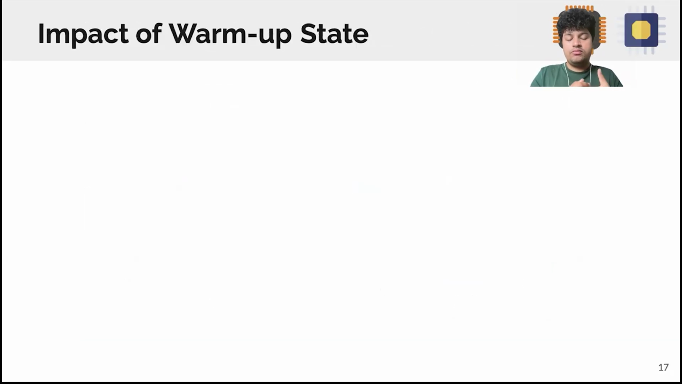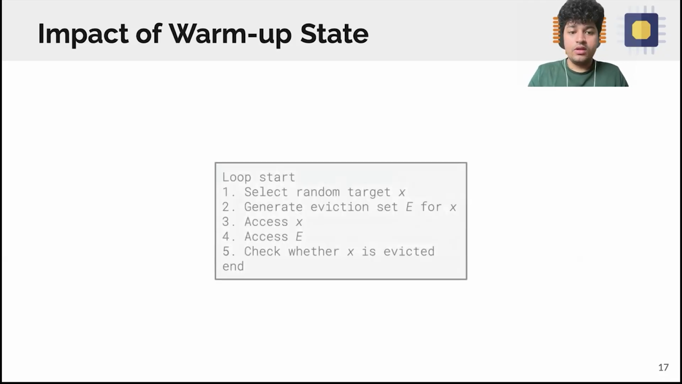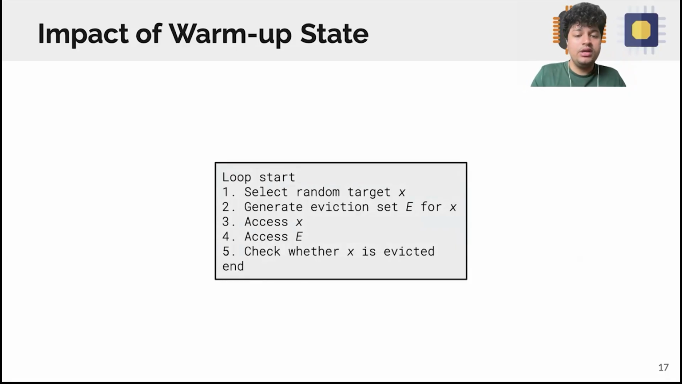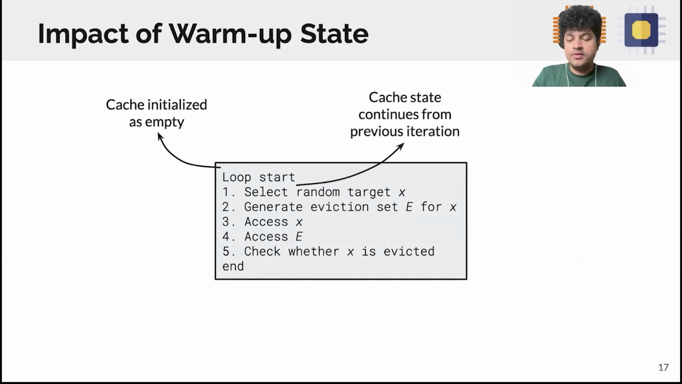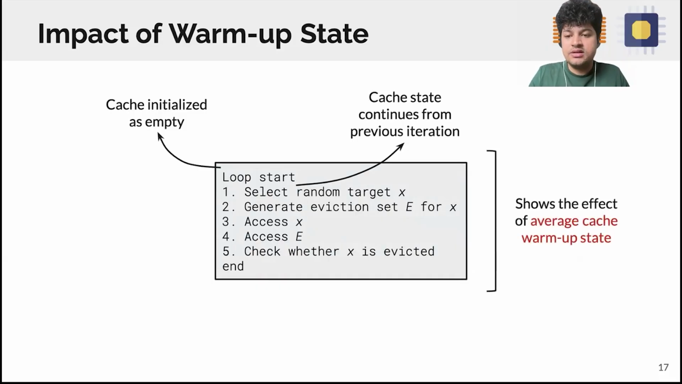Right. So we'll circle back to the nuance we were talking about earlier. We'll basically look at the impact of warm-up state now. So this was our original implementation for the eviction rate metric. And what we observe here is that the cache is initialized as empty, and it slowly starts to fill up with each iteration. So the cache state never actually resets between iterations. And this will basically give us the effect of an average cache warm-up state for the whole setup.